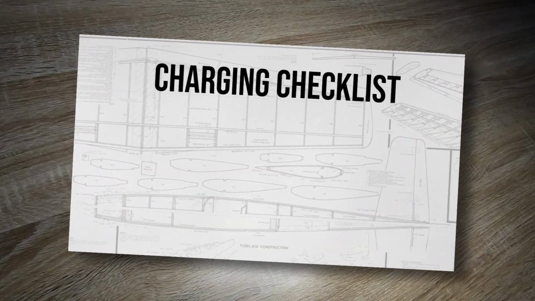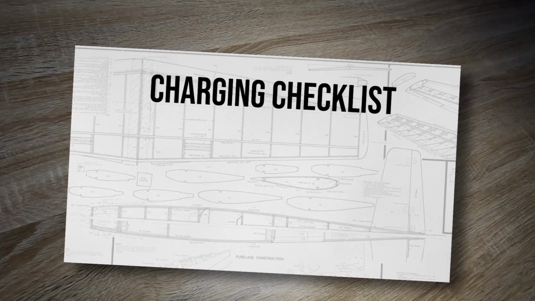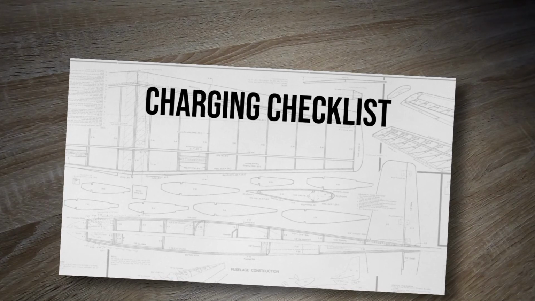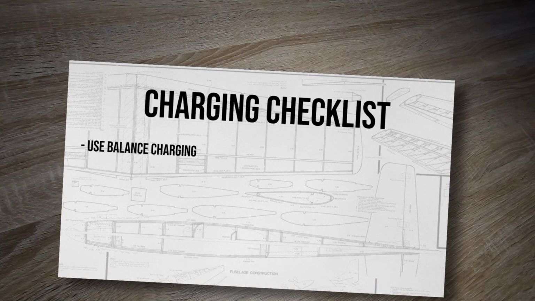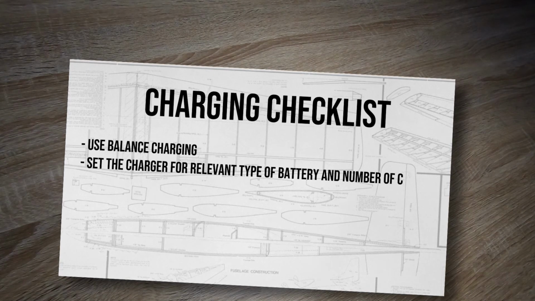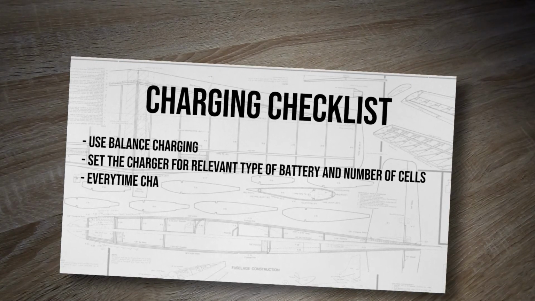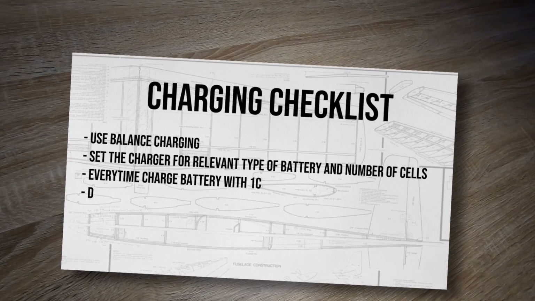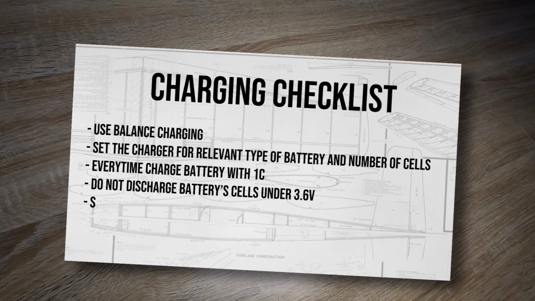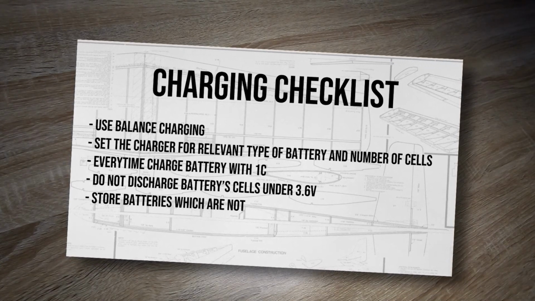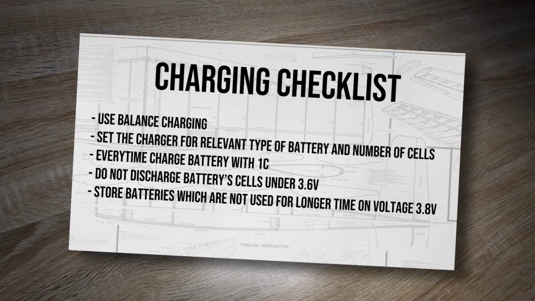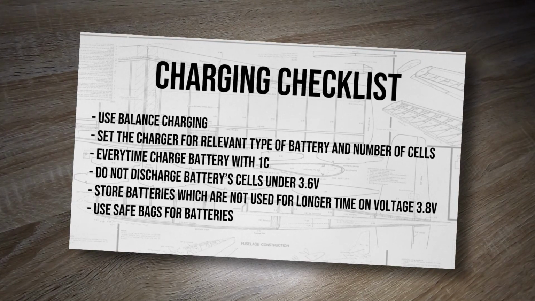Okay, so let me summarize the most important points from this video with top rules for charging LiPo batteries. Use balance charging, set the charger for the relevant type of battery and number of cells, every time charge the battery with 1C, do not discharge battery cells under 3.6 volts, store batteries which are not used for more than 3 weeks at voltage 3.8 volts, use safety bags for batteries.